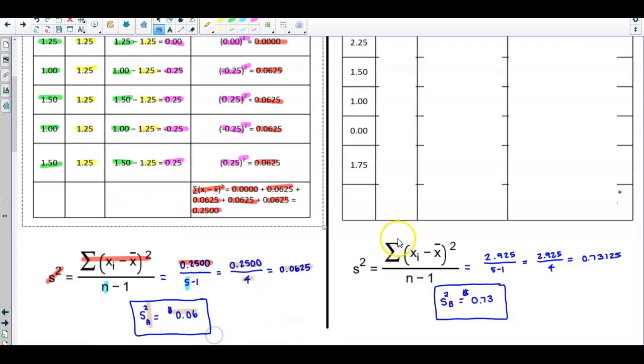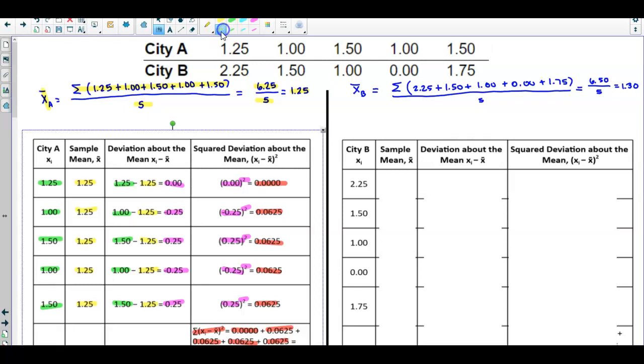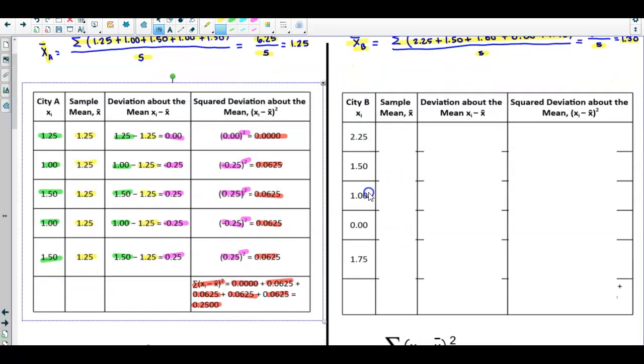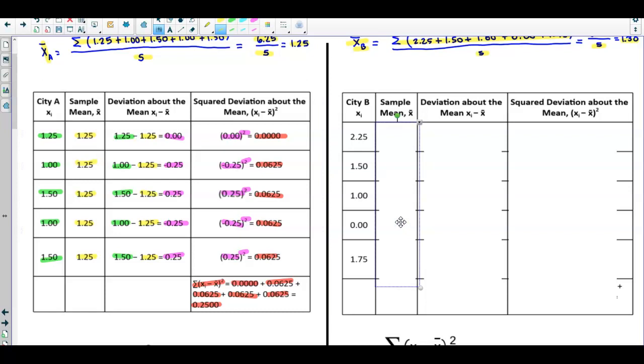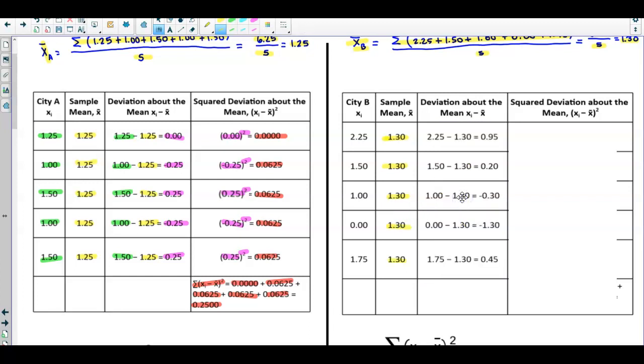Okay, now we're going to do the same thing for city B. We find the sample mean for city B. We add up all those numbers, 2.25 all the way to 1.75, and divide by 5. So 6.50 divided by 5 gives us a sample mean of 1.30. Over here we have our column for city B, and we put in our sample mean of 1.30 for each cell.